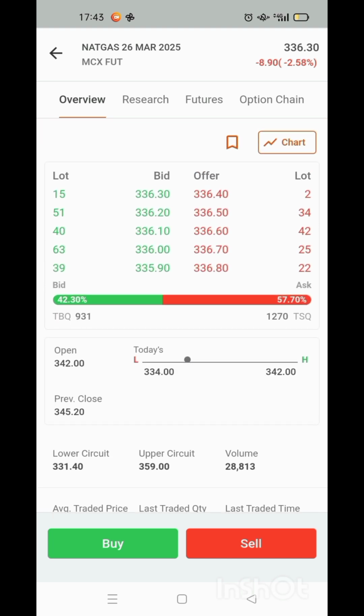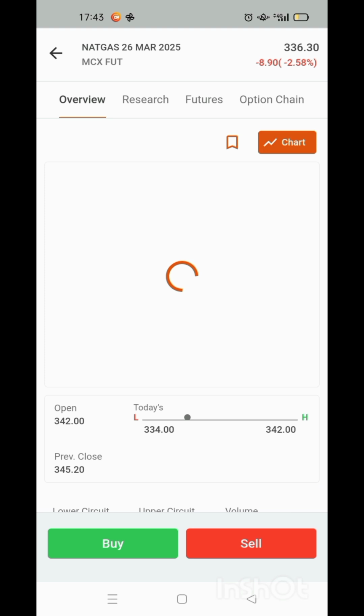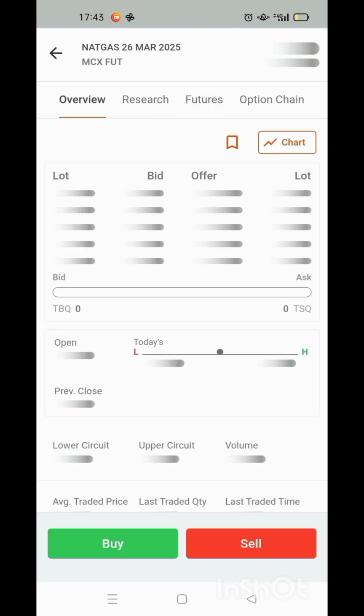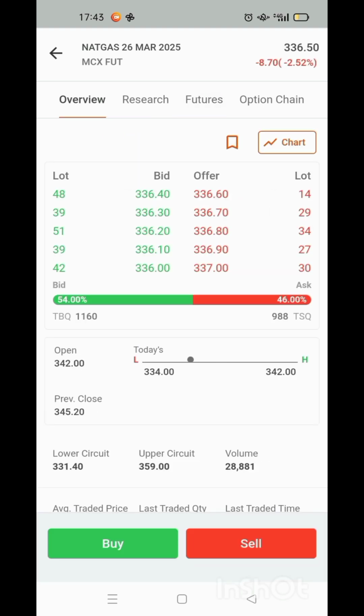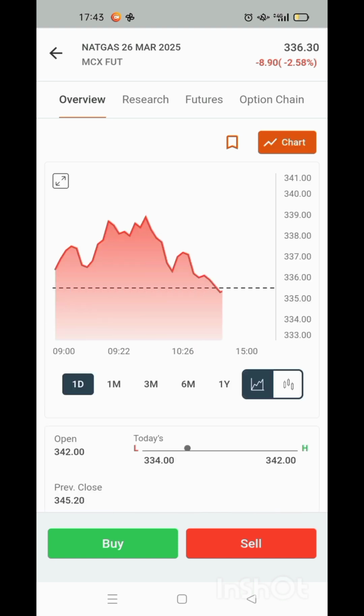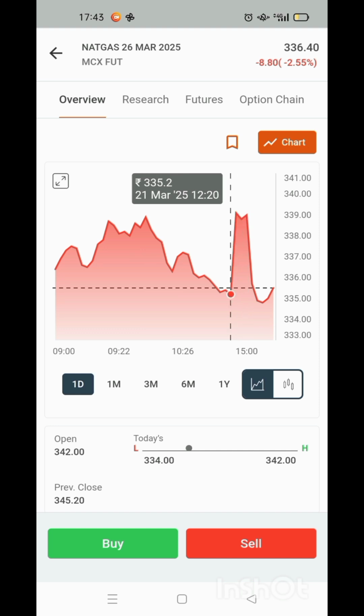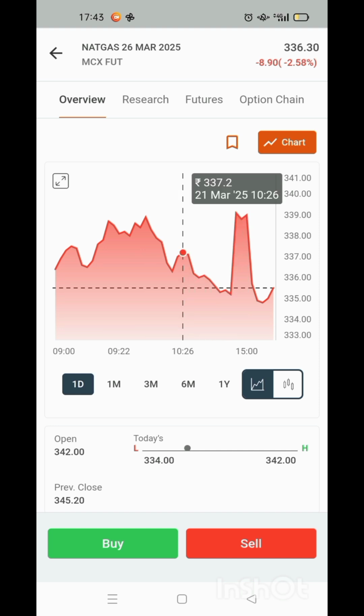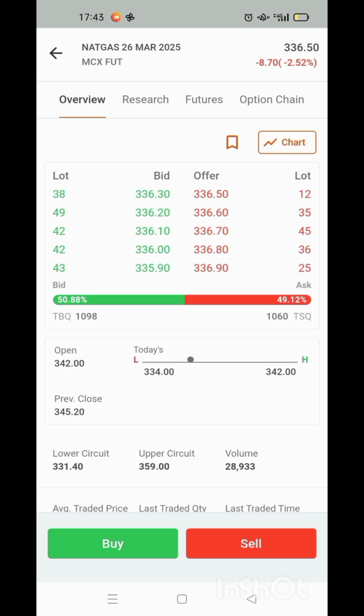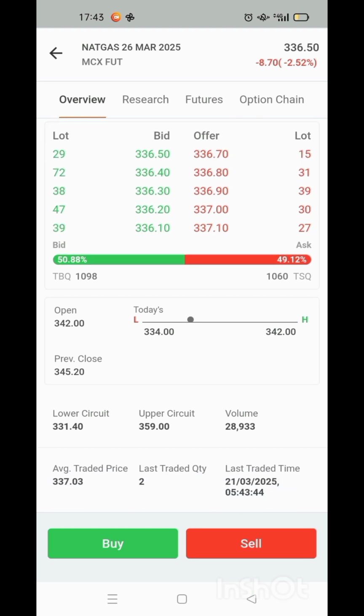Now the order flow has increased, as you can see. The order flow has increased by a significant extent, which means a big increase can happen at 336.5, which means of course it is a key level. The order flow is at 50.88%. Price is 336.66. Got it.